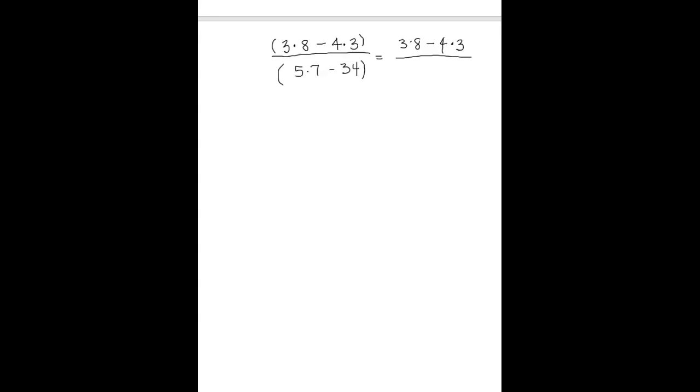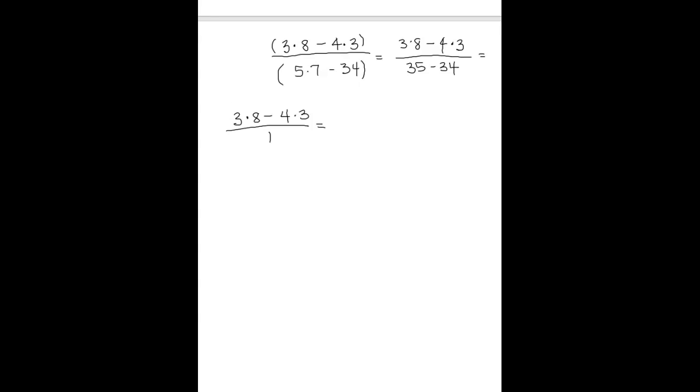And here I'm going to have my 5 times 7, which is going to give me 35, minus 34. All right? So that one's going to be pretty simple. So I'm going to go ahead and bring this on down. I'm still going to have that 3 times 8 minus 4 times 3. And here I'm going to say 35 minus 34 is going to give me a 1. All right, so my denominator's now taken care of.